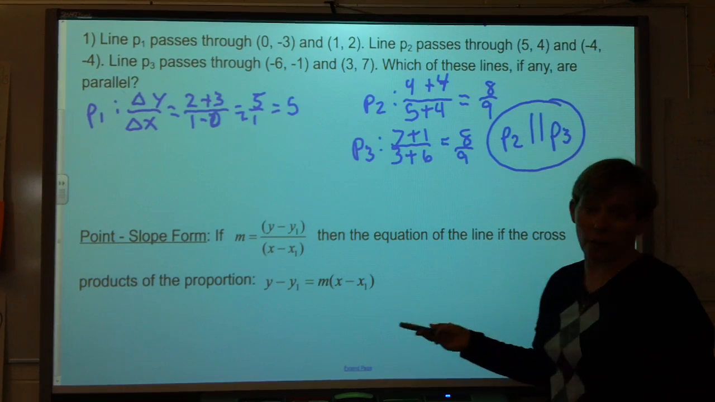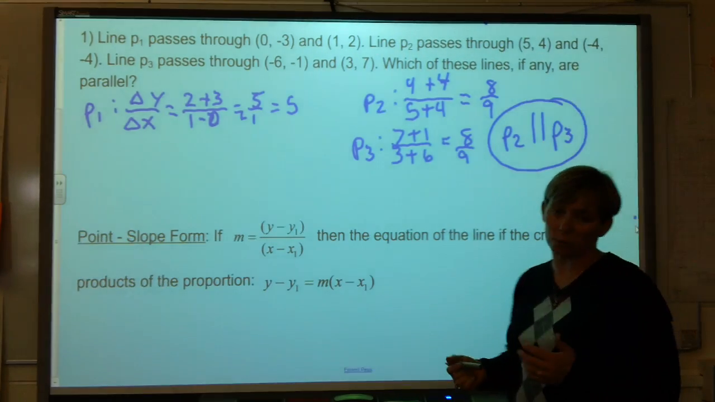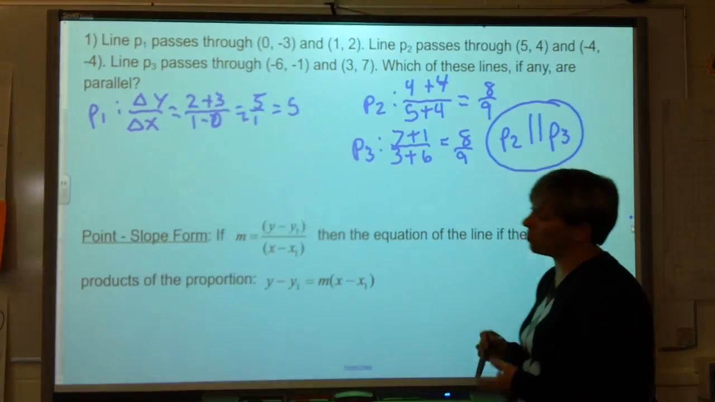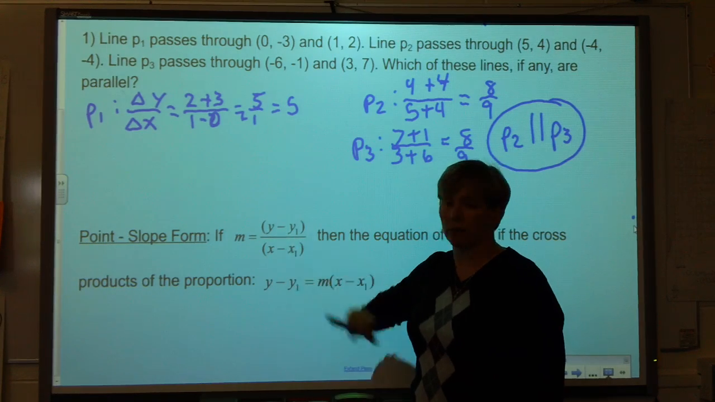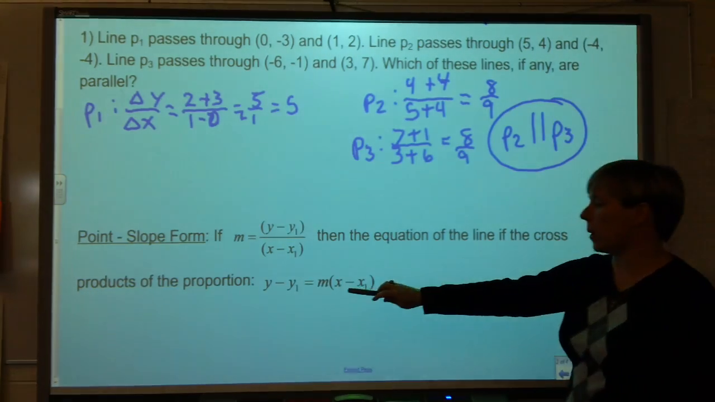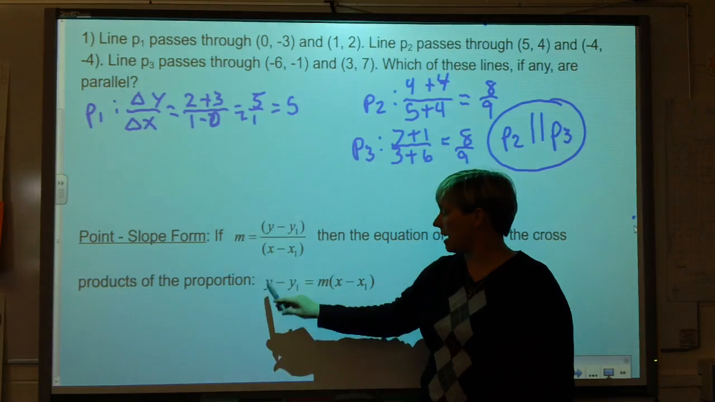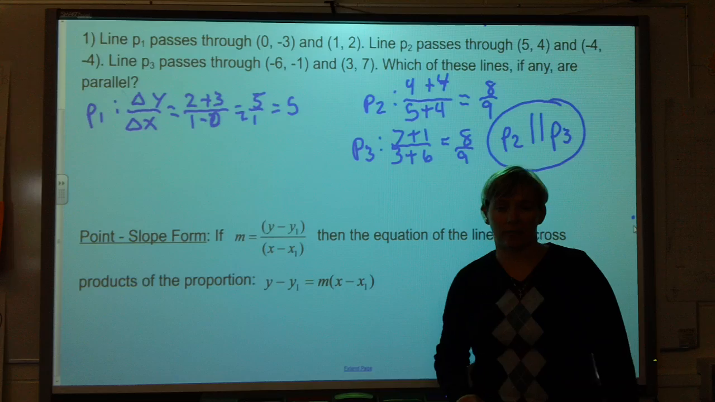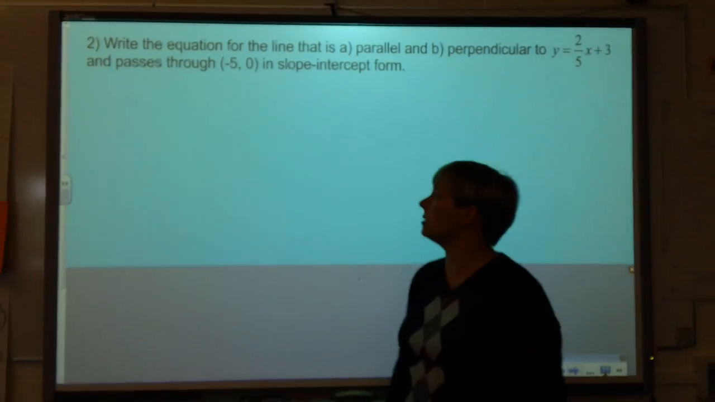You'll recall from algebra, point-slope form. Point-slope form is one of the forms of an equation. The other two are standard form and slope-intercept. Point-slope form says if I know my slope is m equals change in y over change in x, then the equation of the line is the cross products of this proportion. So I'm going to cross multiply and say that y minus y sub 1 equals m times x minus x sub 1. It's an easy, quick way for us to get an equation if we have two points.